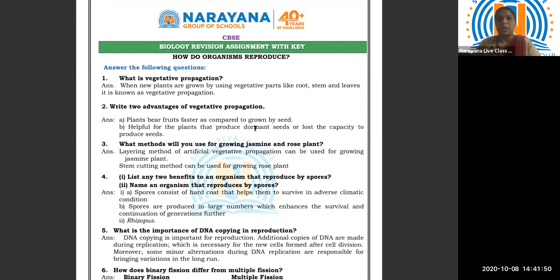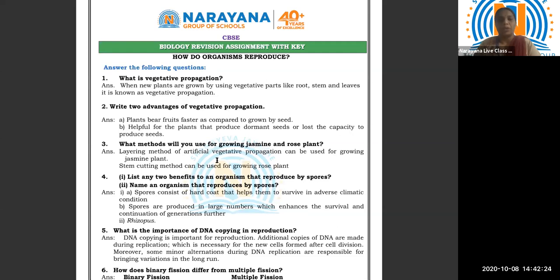Then fourth question, list any two benefits to an organism that reproduces by spores. Name an organism that reproduces by spores. So our first answer is that spores consist of a hard coat that helps them to survive in adverse climatic conditions. Spores are produced in large numbers, which enhances the survival and continuation of generations further. Then, naming an organism that reproduces by spores, the example is Rhizopus.